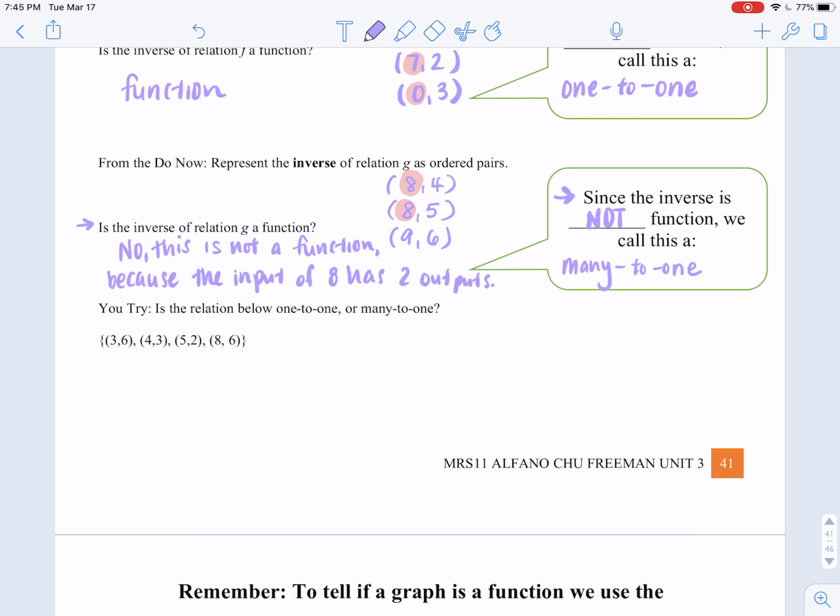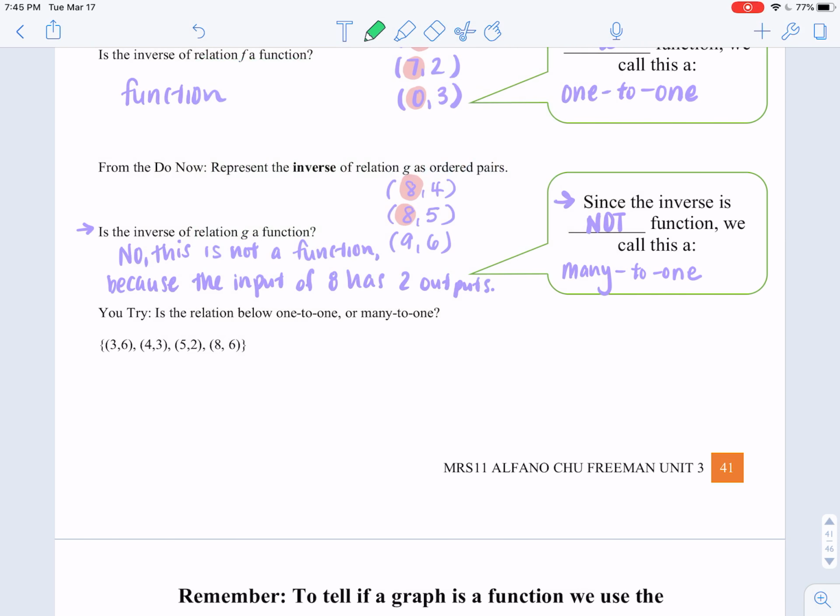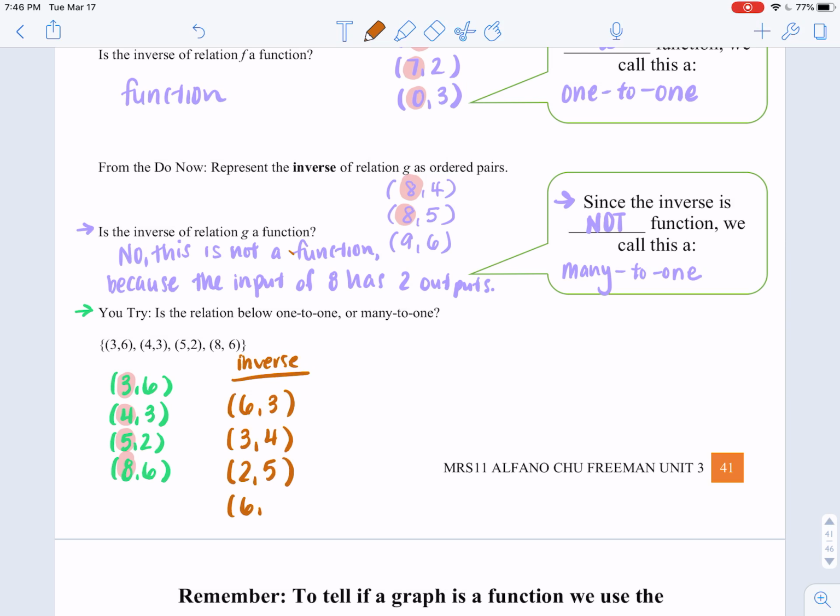Let's try this problem together. You can go ahead and pause the video right now if you want to try it by yourself first, to really understand whether or not you understand the concept. I always like to rewrite it, and one of your classmates taught me this trick because reading it horizontally is a little bit difficult. So if I take a look, (3, 4), (5, 8). Okay, absolutely, this is a function. And now let's see the inverse. So I'm going to put the inverse. And for the inverse, I have (6, 3), (3, 4), (2, 5), and (6, 8).